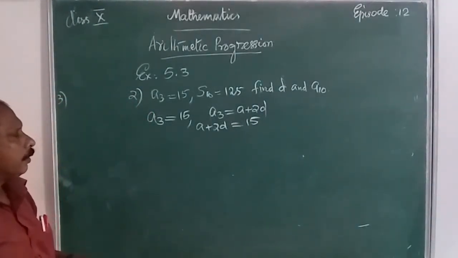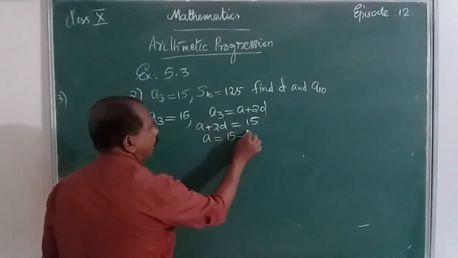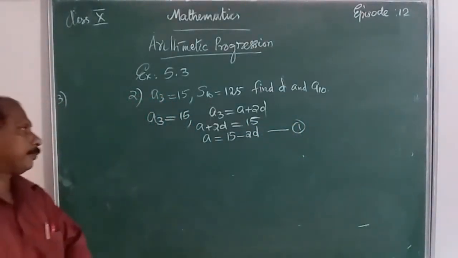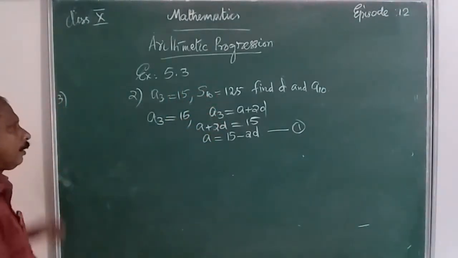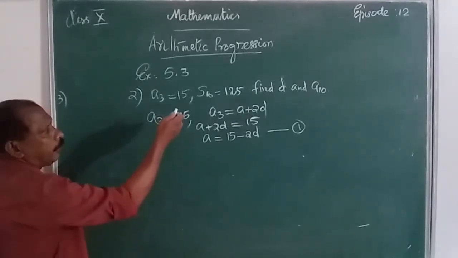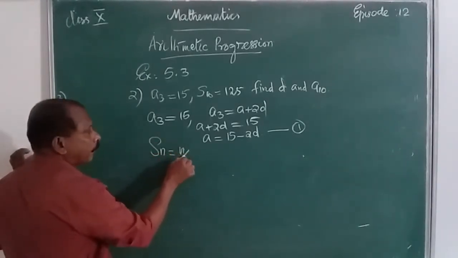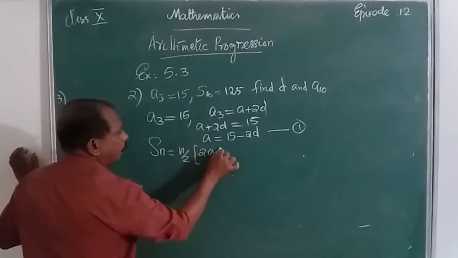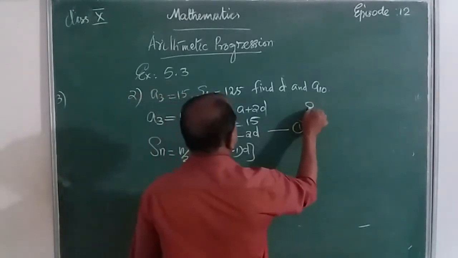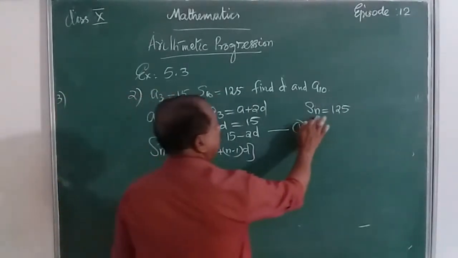Okay. Then what is a? a is equal to 15 minus 2d. That is an equation. There are two variables, a and d. Then S10 is given. First and the last terms we cannot find out the last term. Therefore, Sn is equal to n by 2 into 2a plus (n minus 1) into d. We know that Sn is equal to 125.